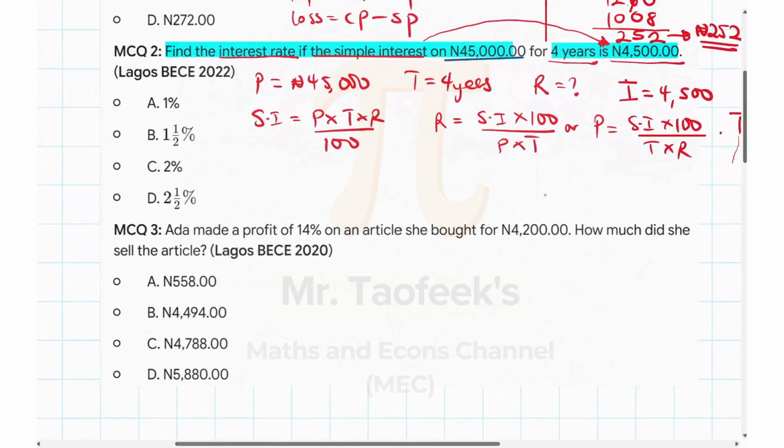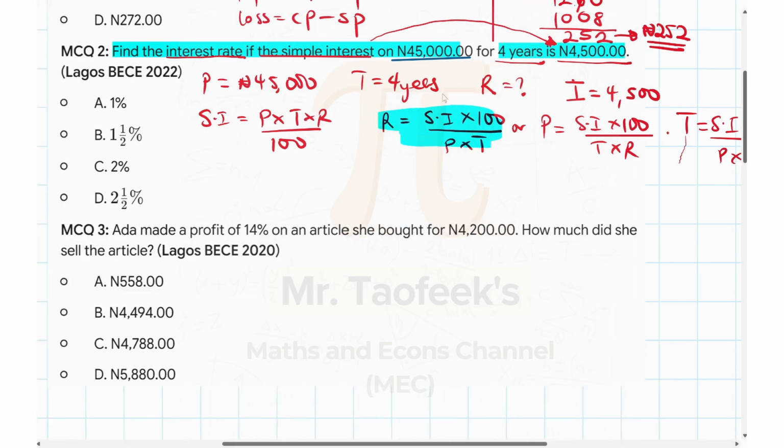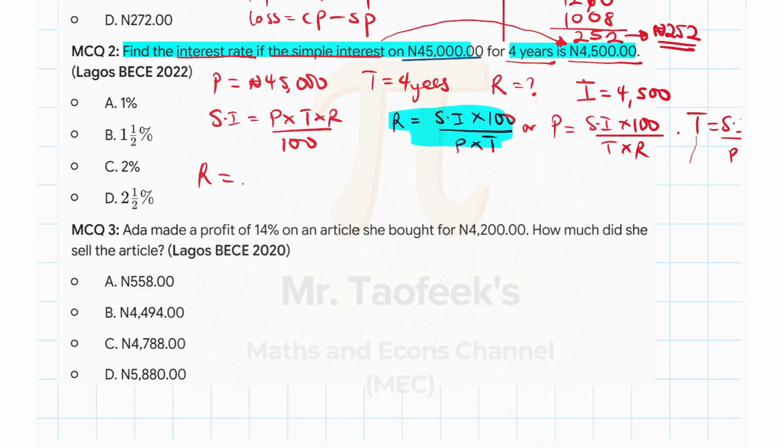So this question is about rates. Therefore, this is the formula that we will use. This formula is the right formula to use to answer this question. Okay, so let's quickly get the answer. The rate is going to be the simple interest, which was 4,500, so 4,500 times 100 divided by the principal. What is our principal? Our principal is 45,000.